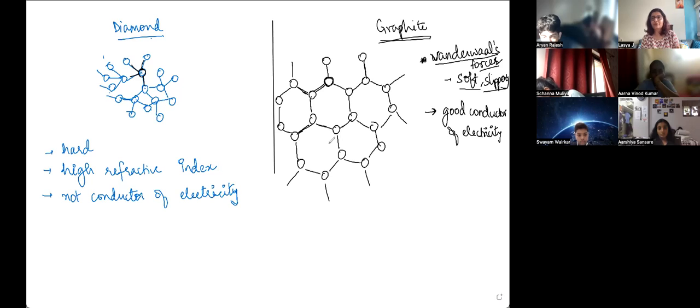Because carbon is not a metal, no? It won't give away electrons like that. So kahan se aa raha hai? Like the van der Waals forces are pretty weak, so they slide over each other, so the electrons also move. They slide over each other, okay, but wo electrons kahan se aa raha hai? Why is that not happening in diamond or any other non-metals also? What is special about graphite specifically? Where are those electrons coming from?